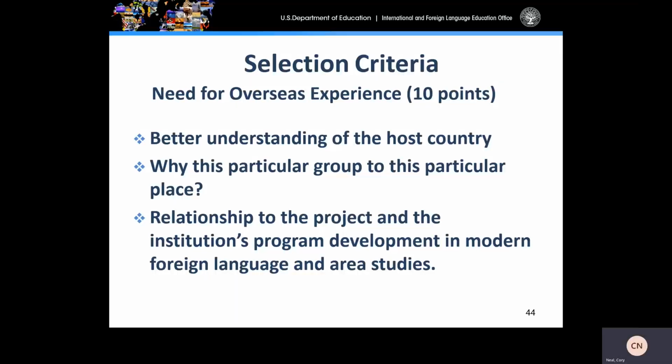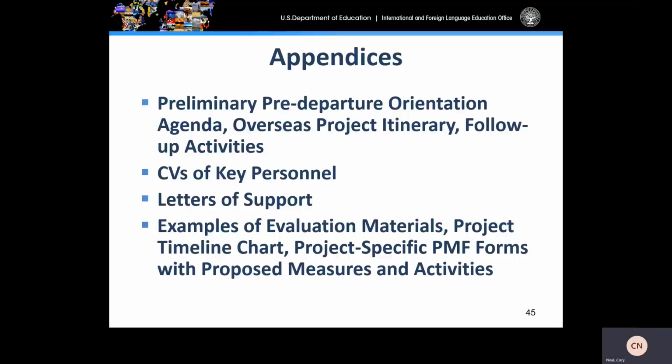Okay, and our last one is the need for overseas experience. This is worth 10 points. Here you should discuss how the project will bring about a better understanding of the host country. You should address the question, why this particular group to this particular place? And lastly, you should describe the relationship to the project in the institution's program development and modern foreign language and area studies. I keep mentioning the appendices.